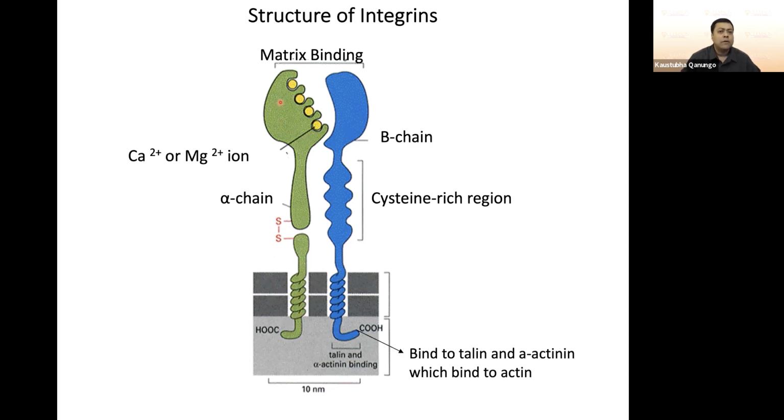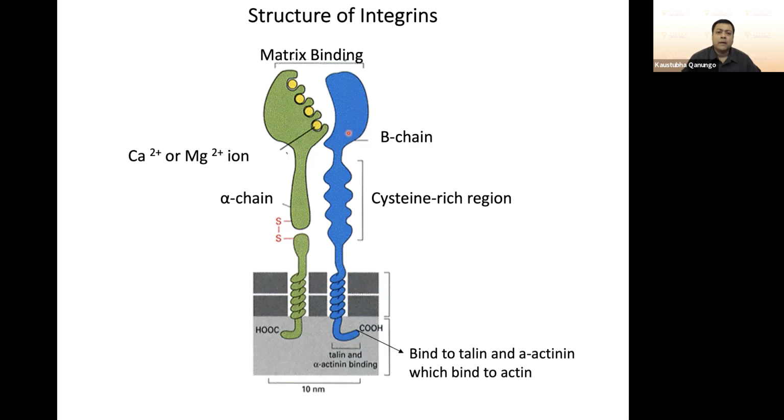The most important part is that you have multiple calcium or magnesium ion binding sites. So for the functioning of the integrins, you absolutely need either calcium or magnesium. You do not need both. Just any of them will activate, depending upon which tissue they are in. There are some integrins which are magnesium dependent. There are some integrins which are calcium dependent. So it depends on what they are.